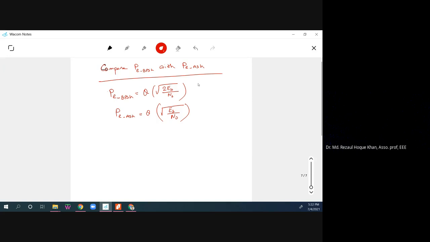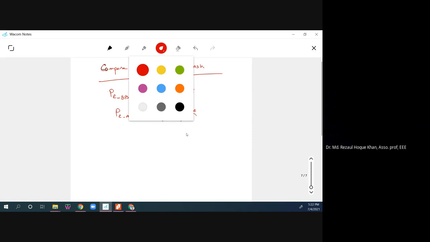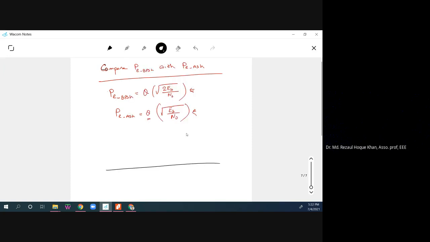So what happens here? The Q argument for BPSK, this one, and the Q argument for ASK. To understand that, we really need to know the Q function. What is the Q function? The Q function is nothing but a standard Gaussian random variable, right? So let us draw a Q function. Remember, we did it earlier.